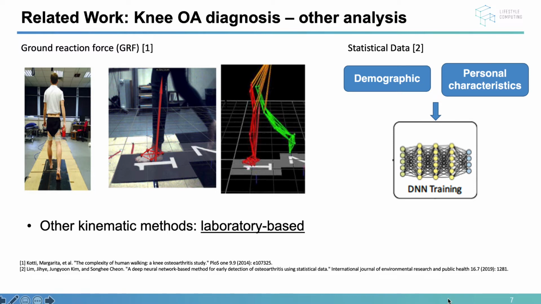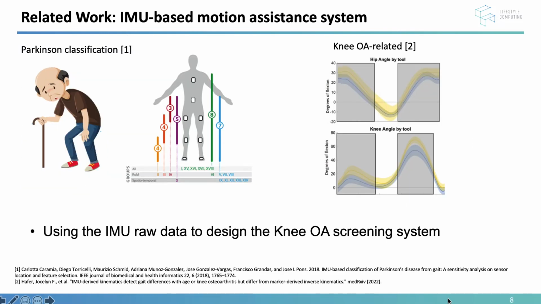The IMU, as another popular solution, has already been used in motion disease screening, especially for Parkinson's disease. Related work studies different sensor placements on the body and the features used to build Parkinson's screening systems. But for knee OA disease, IMU-based systems typically concentrate on specific joint estimation to classify the patient. Therefore, in this paper, we use IMU raw data to design the knee OA screening system and figure out its best layout.